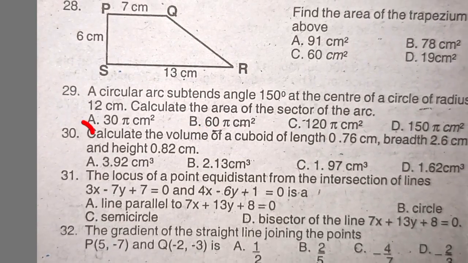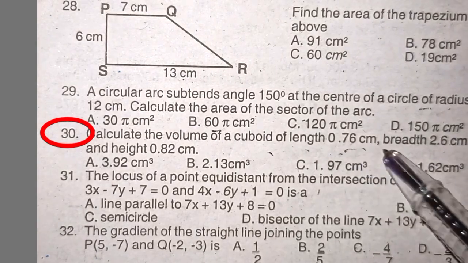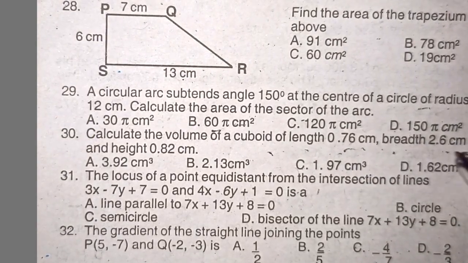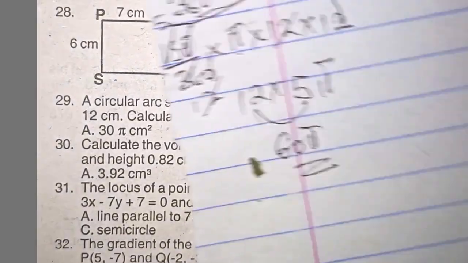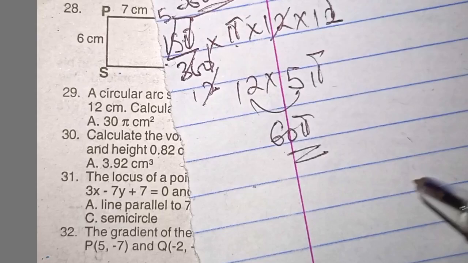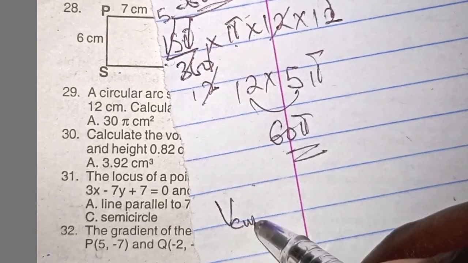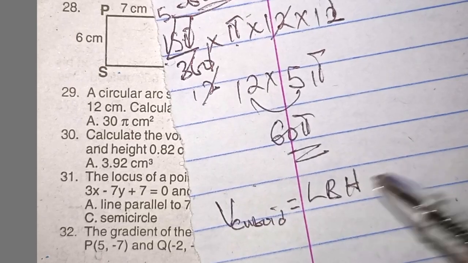The next one, you have to calculate the volume of a cuboid of length 0.76 cm, breadth 2.6 cm, and the height of 0.82 cm. So the volume of a cuboid is something like a matchbox, right? So the volume of a cuboid is given as L times B times H. That's length times breadth times height.